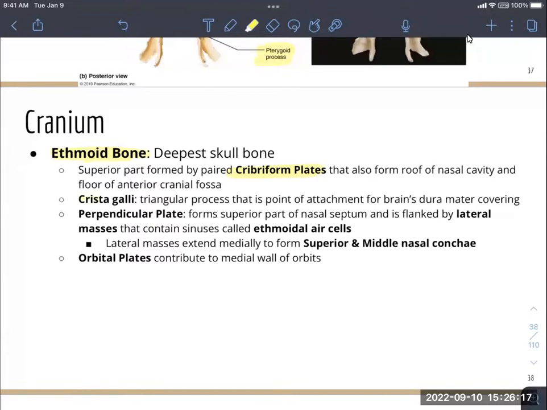We have what is called the crista galli. That's kind of where your brain's dura mater attaches. Dura mater, when we get to the nervous system, we'll see it helps to protect your brain. We have a perpendicular plate. Perpendicular means it goes straight down, perpendicular to the rest of the area, named for what it does. That makes up part of your nasal septum. We have lateral masses. They're kind of on each side.